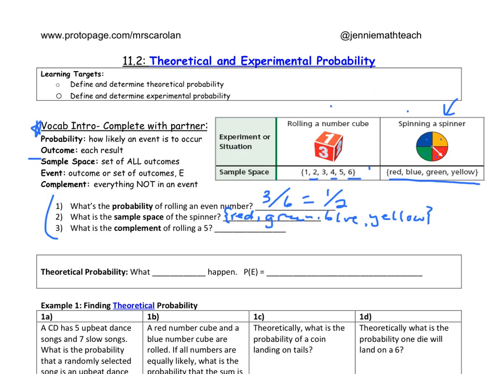And number 3, the complement of rolling a 5. Well, what's a complement? It's everything not in an event. So if our event is 5, that means that everything besides the 5 on the cube would be a 1, 2, 3, 4, or 6. So we'll write that as a list in the curly brackets. And that's the complement.